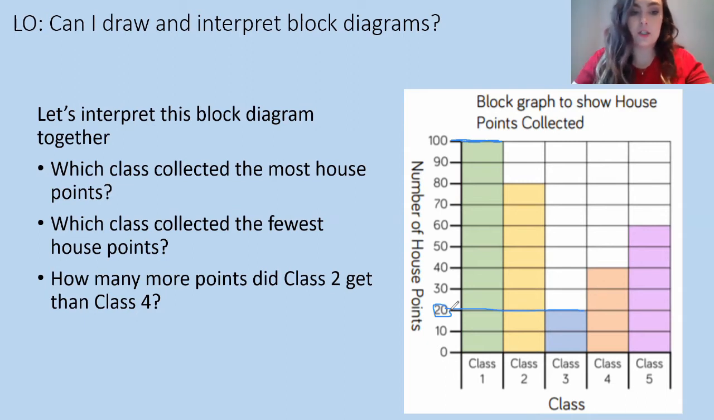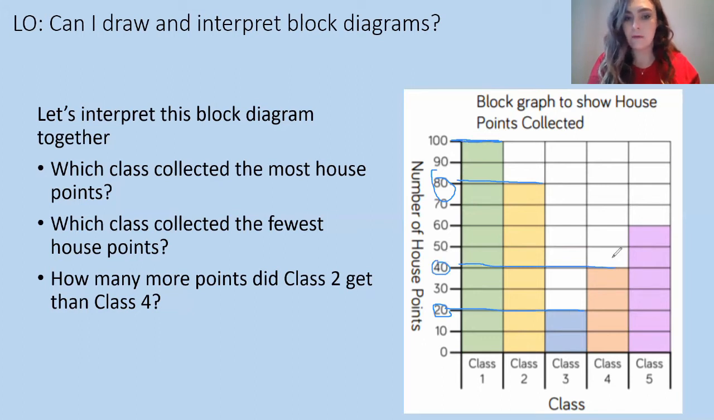And our last question, how many more points did class 2 get than class 4? Pause the video and have a think. Okay, so if we have a look at class 2, which is the yellow blocks, we can see that they scored 80 house points. If we have a look at class 4, we can look along and we can see that they scored 40.